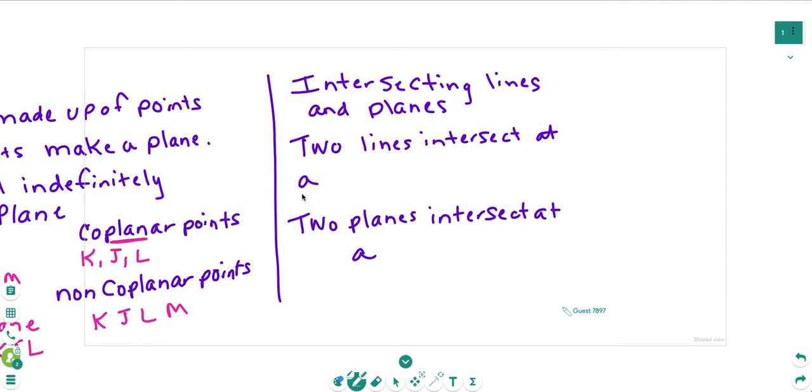And then finally, when we have intersecting lines, they intersect at a point, and two planes that intersect, they intersect at a line. And now you have some new geometry terms.